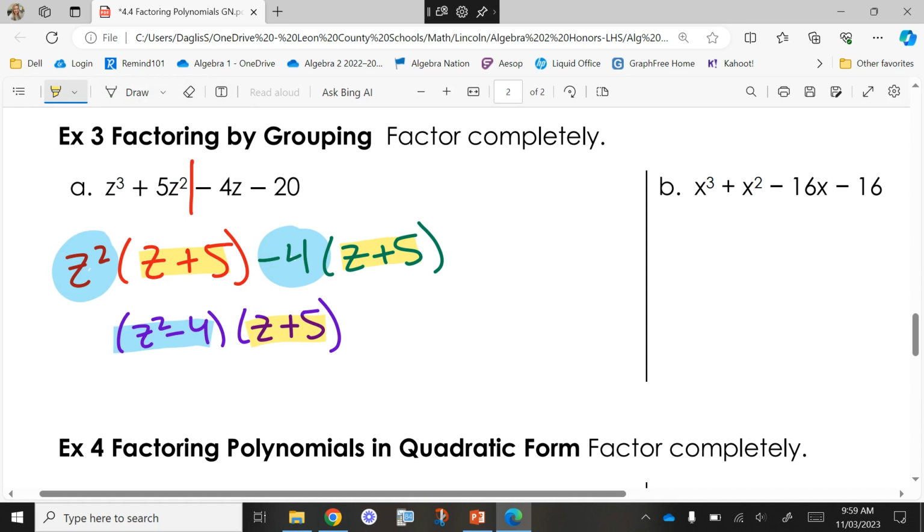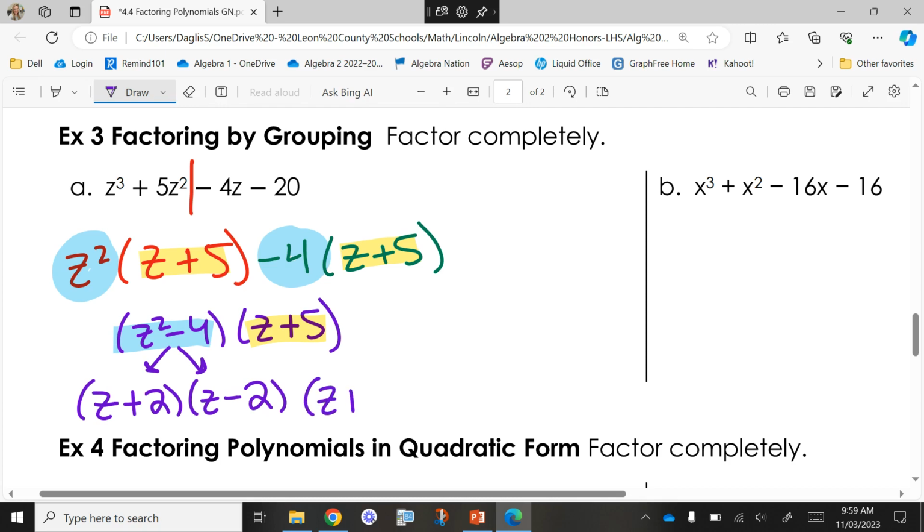I have factored by grouping. Am I done factoring this problem? No. A special case popped up. What do you see happening? I see a difference of squares. See that? Z squared minus 4. So how does this guy split up? Z plus 2, z minus 2, and then we have z plus 5.